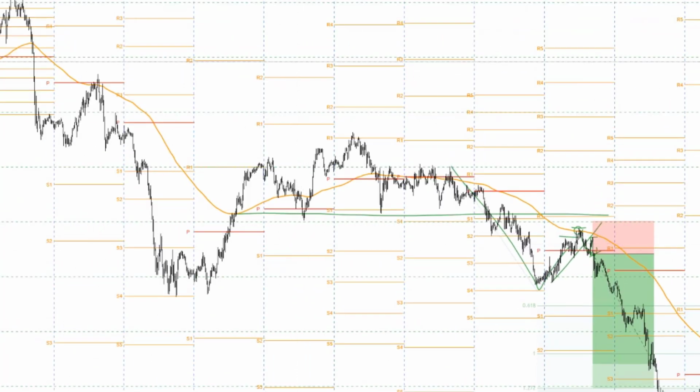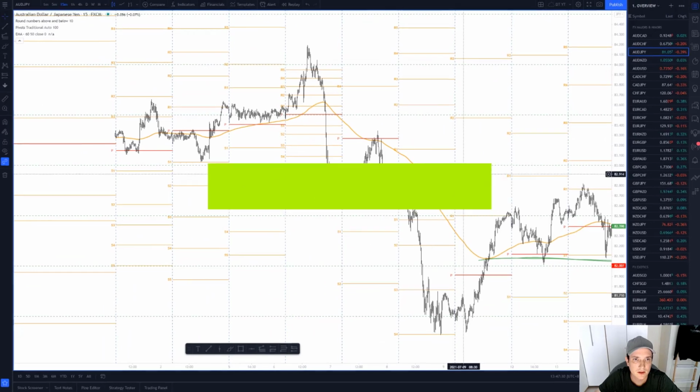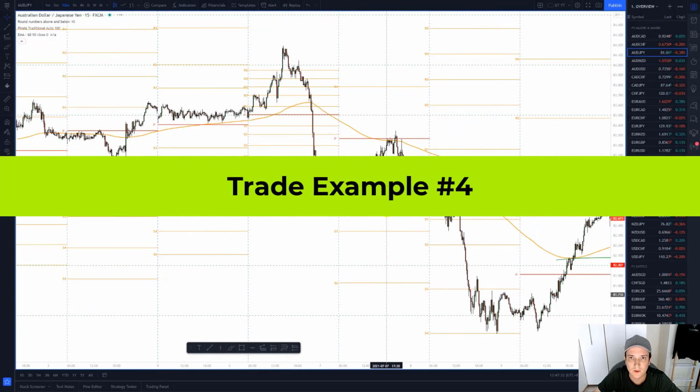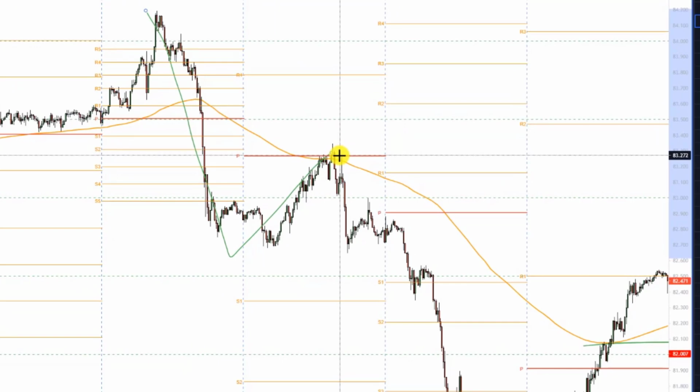And as always, it's great to have these level clusters basically that are adding a lot of confluence to your entry. And actually I see another one right here which also worked out really nicely. Move down, move back up into the daily pivot and the 1 hour 50.